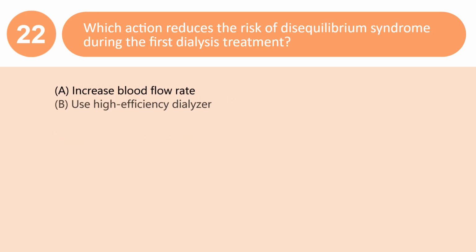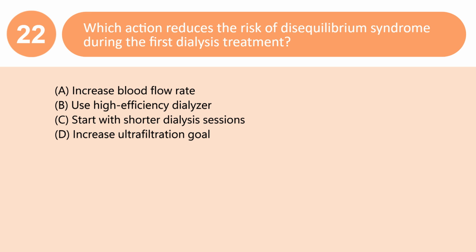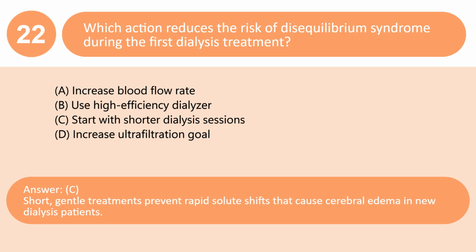Which action reduces the risk of disequilibrium syndrome during the first dialysis treatment? A. Increase blood flow rate. B. Use high-efficiency dialyzer. C. Start with shorter dialysis sessions. D. Increase ultrafiltration goal. Answer C. Short, gentle treatments prevent rapid solute shifts that cause cerebral edema in new dialysis patients.